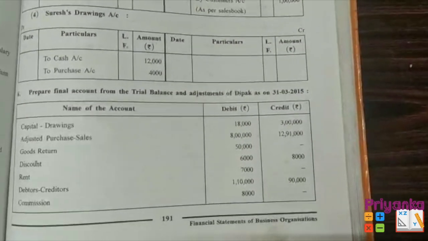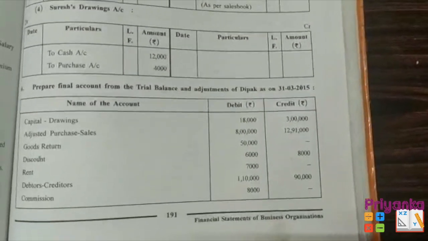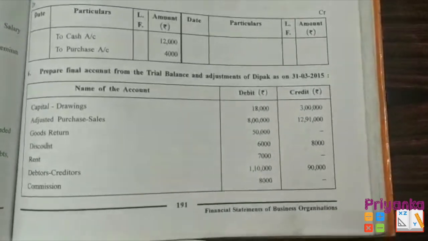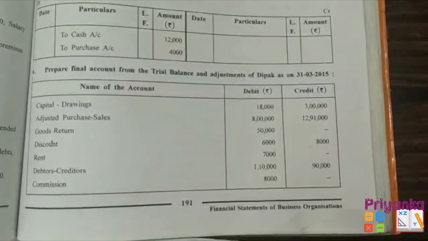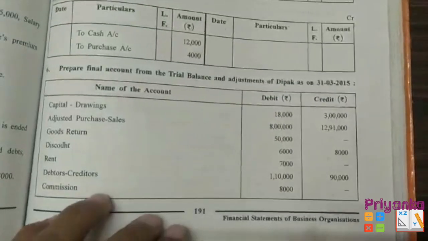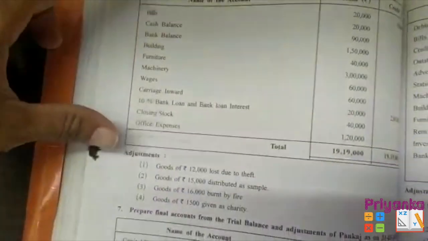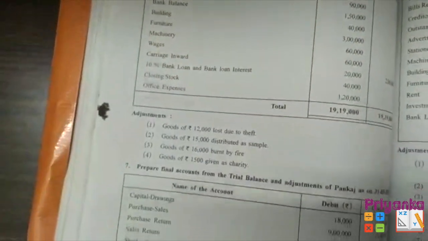Question number 6 from chapter 5. Prepare final account from trial balance and adjustment of Deepak as on 31st March 2015, which is given on your page number 191. This question, you can see the question is divided into two parts. Half part is of trial balance and half is of adjustment.